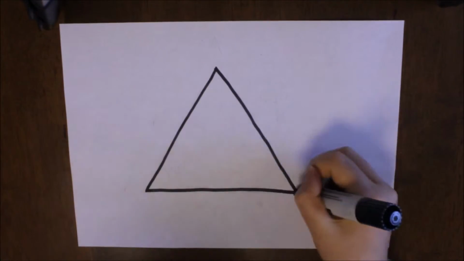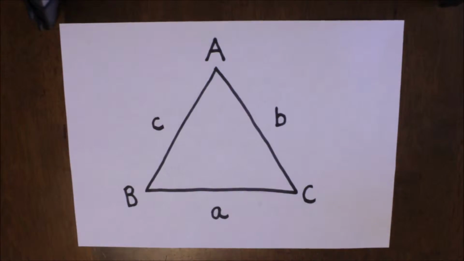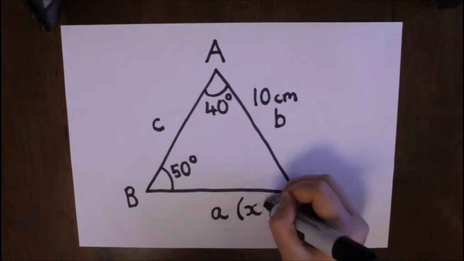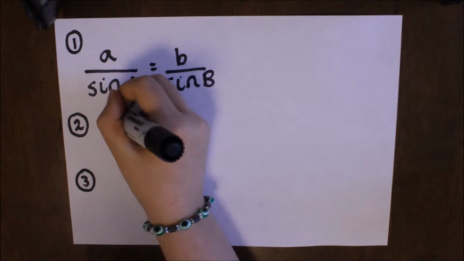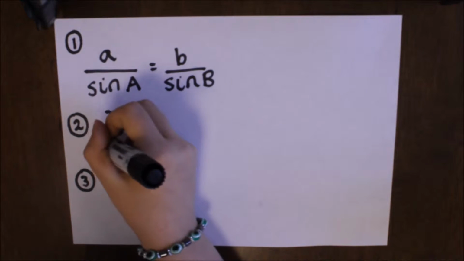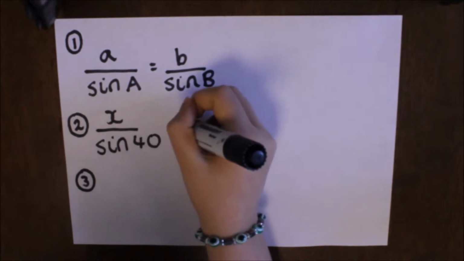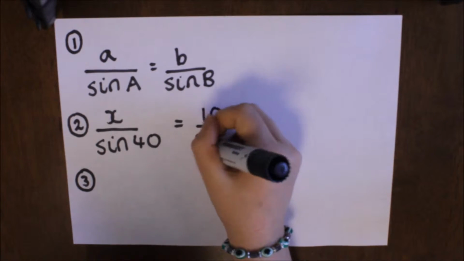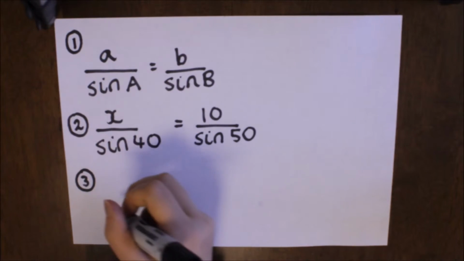Next we're going to do an example. First we have to label the triangle as we now know how to do. This is the information in the example that we have been given to work out the length of side A. We'll label it x. At the top of the page is the sine rule to work out a side of a triangle. All we now have to do is substitute the letters in the formula for the numbers written on the diagram. This gives us x over sine 40 equals 10 over sine 50.